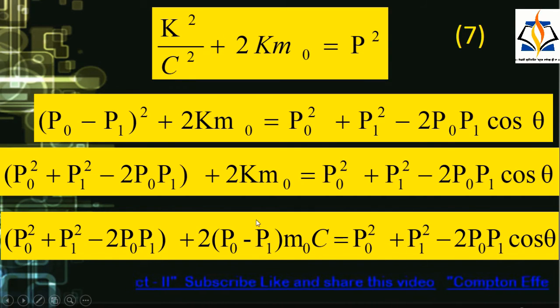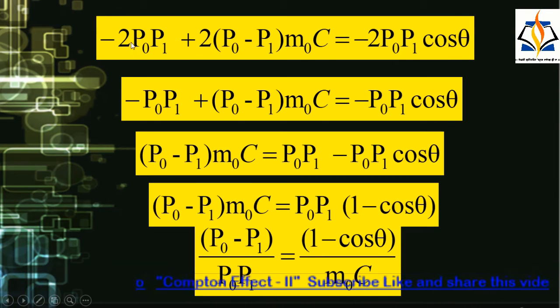Now from these two sides, p0 squared plus p1 squared from both sides will get cancelled, and we obtain minus 2 p0 p1 plus 2 (p0 minus p1) m0 c is equal to minus 2 p0 p1 cos theta. If we divide on both sides by 2, then we obtain minus p0 p1 plus (p0 minus p1) m0 c is equal to minus p0 p1 cos theta. Now if we take this term to the right side, then it becomes (p0 minus p1) m0 c is equal to p0 p1 (1 minus cos theta).